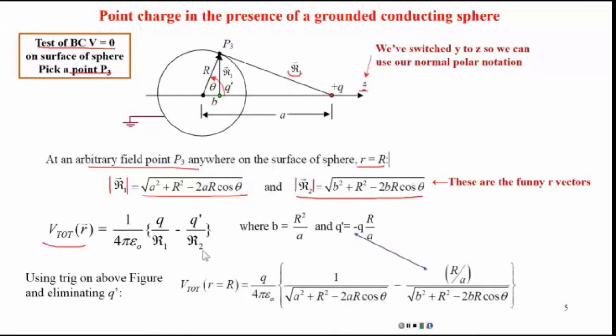Using trig on this figure and eliminating q prime, we can solve for the V total in terms of r equal R. This would be for the point P3, any P3, and that gives us q over 4 pi epsilon naught, or k times q, and then the first term, 1 over r1, minus R over a, which is this factor right here. The minus sign takes into account the negative charge, and we then have the other denominator to give us the total potential on the sphere at a point P3. Just to remember, this is any point on the surface of the sphere.